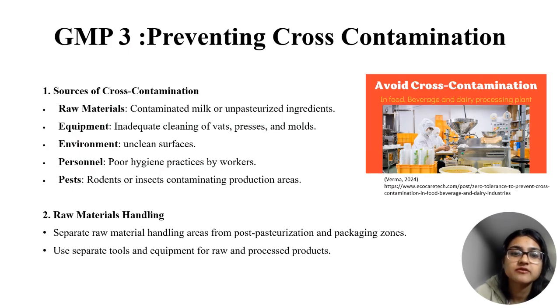Today I'm going to talk about how to prevent cross-contamination in your food production unit. There are several ways food can be contaminated, like raw materials, equipment, environmental issues, pest control, and personal hygiene maintenance. So these are some ways we can have the food contaminated, and I'm going to talk about every one of them.